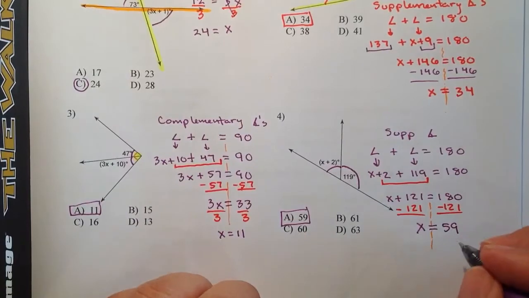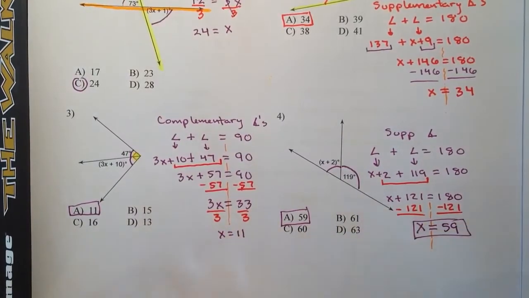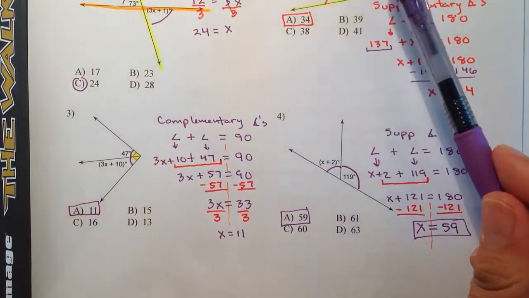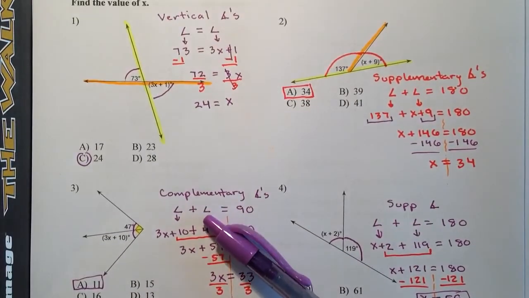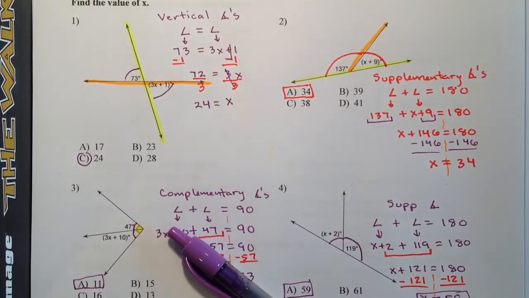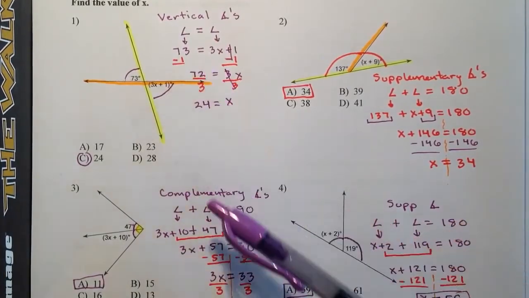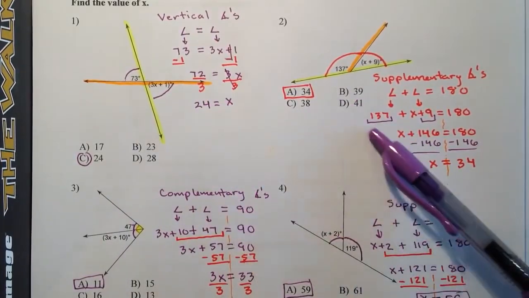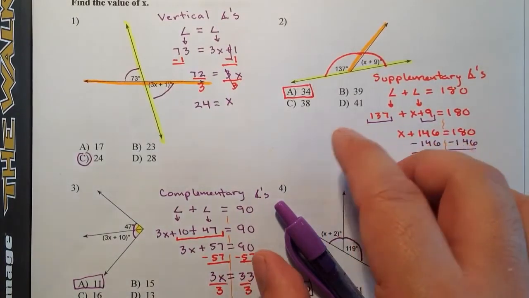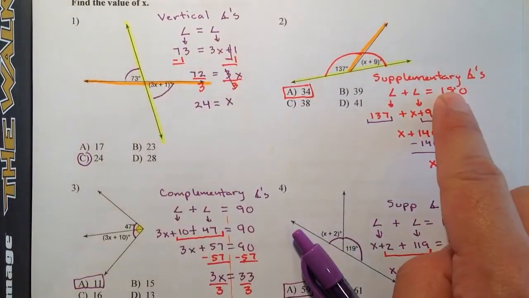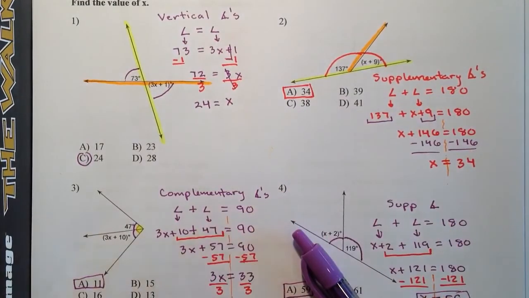So again, we're just reviewing the three concepts: vertical, supplementary, and complementary. These are the ones that we just covered right now. Keep in mind when you're doing your work on CUDA, please make sure you're writing down the problems, especially for this section. And have your notes open. That way you can remember, oh, when are they equal? When do I make them equal to 180? And when do I make them equal to 90?